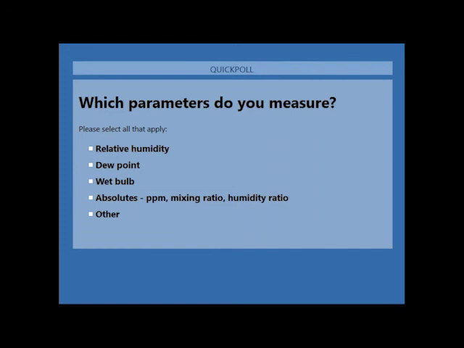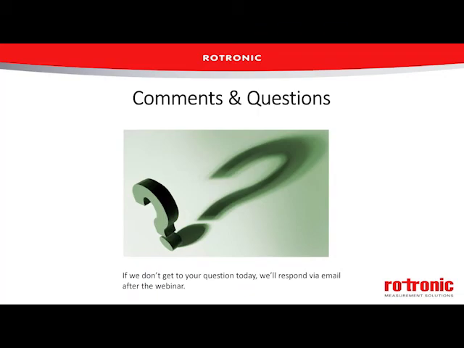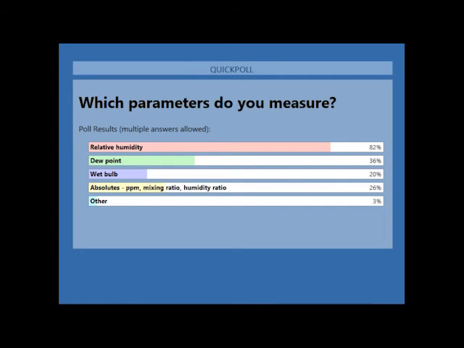I'll go ahead and close the poll, and I will share the results. And yep, relative humidity, number 1, dew point, number 2, but the absolutes, number 3. No others. One, maybe. Oh, 3%. Yeah, one person. Okay. David says, we measure relative humidity and calculate dew point. Fair enough.